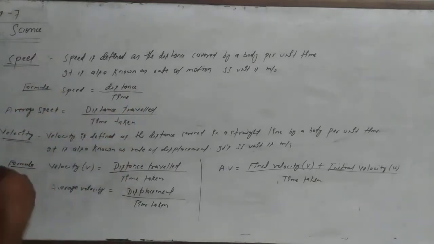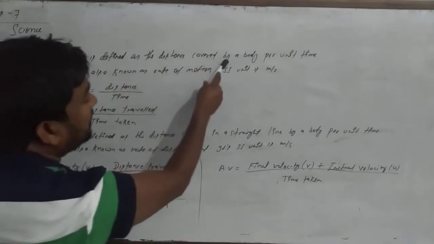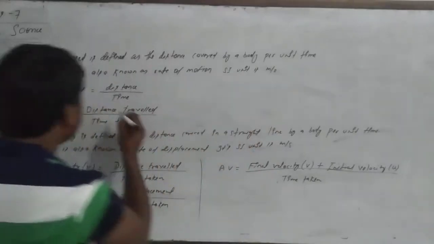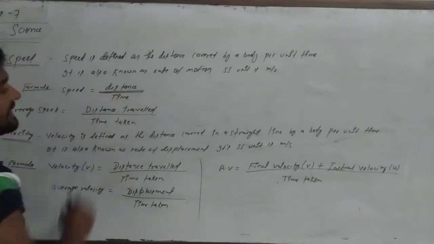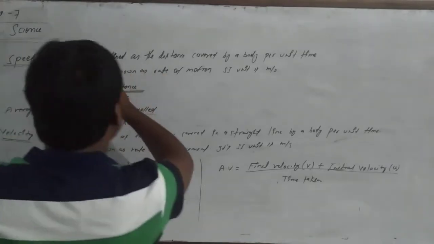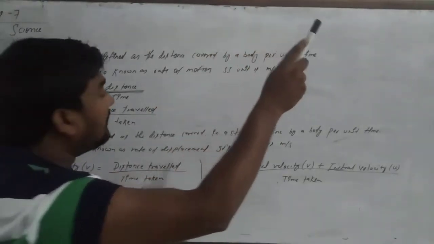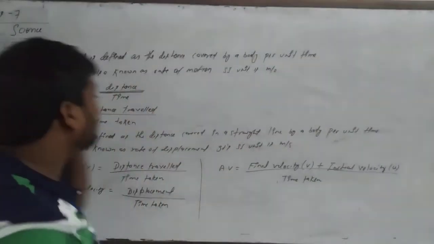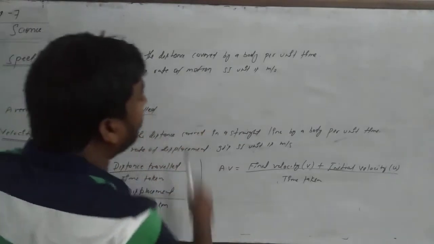Distance upon time. We can define it in a very simple way: the distance covered by a body per unit time is known as speed. It is also known as the rate of motion.